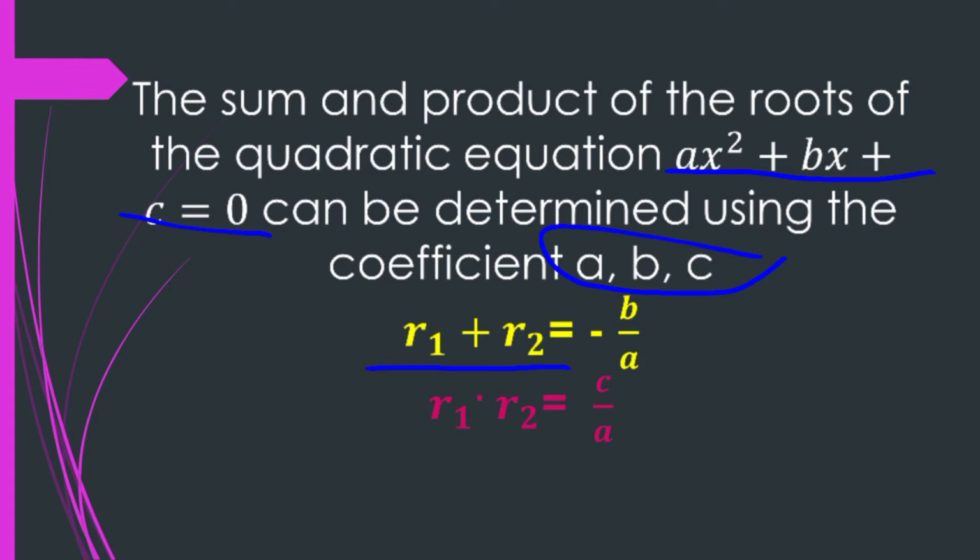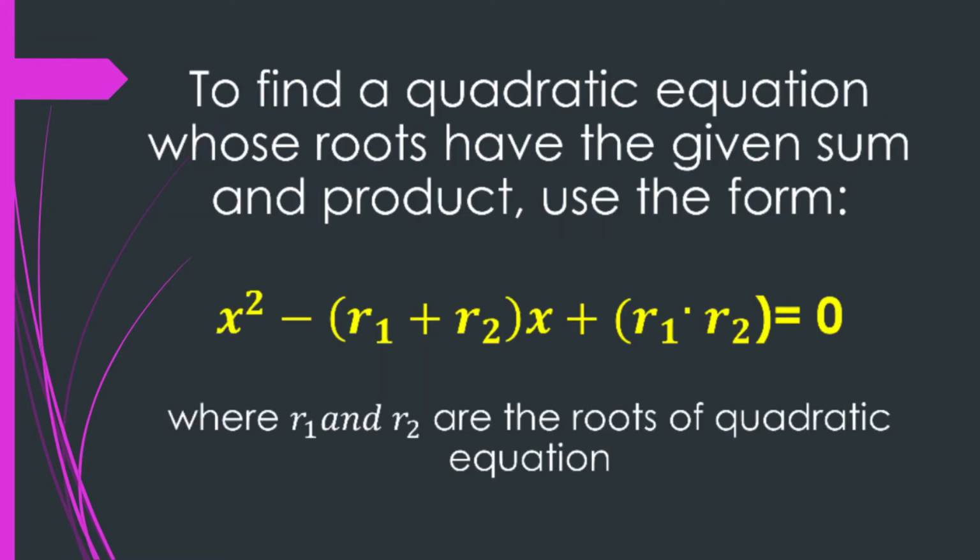Next, for the product of the roots, again, substitute the value of c over the value of a. So, for the product of the roots, we have c over a. Then, simplify. To find a quadratic equation whose roots have the given sum and product, use the form x squared minus the sum of the roots multiplied by variable x plus the product of the roots equals 0.